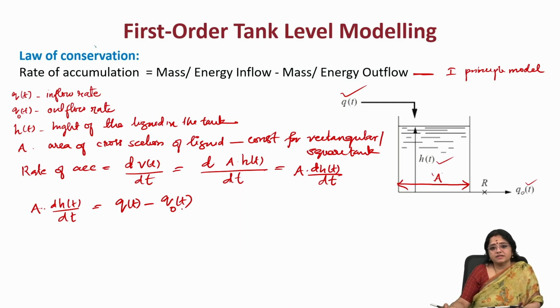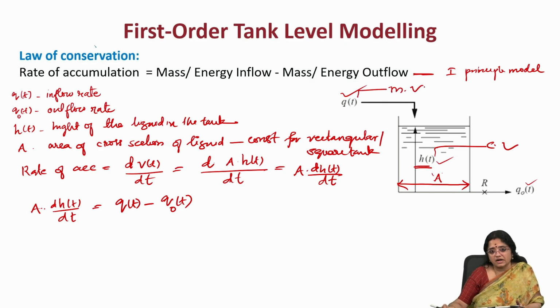While building a mathematical equation, understanding what the controlled variable is and what the manipulative variable is, is very important for any given system. We know that the objective for the system is to regulate the water in the tank. So whether the liquid level is maintained within the tank or not is understood by looking at H of t. So this is the primary controlled variable, and this is the manipulative variable.